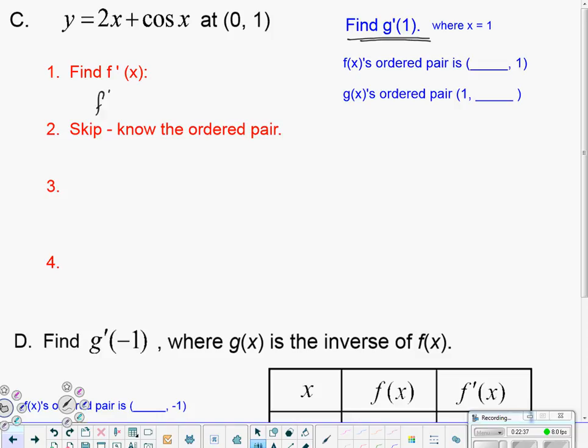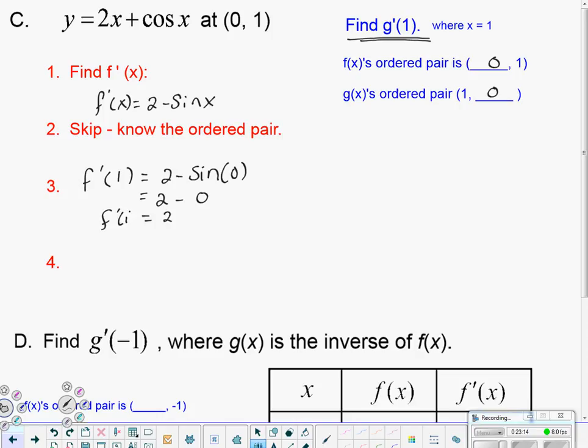So f prime of x is equal to 2 minus sine of x. We know the ordered pair. The ordered pair was 0, 1. So for f of x, it's 0, 1. For g of x, it's a 1, 0. They have that ABBA relationship. Let's find f prime of 1 then. F prime of 1 is 2 minus the sine of, sine of 0. 2 minus 0 then, sine of 0 is 0. We get 2. F prime of 1 is 2.